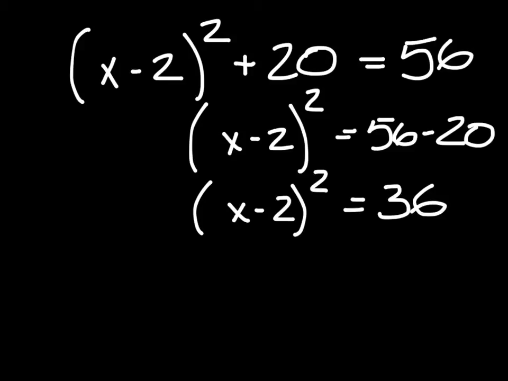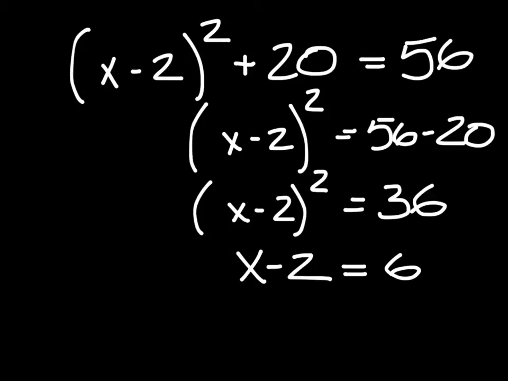Now what do I do once I get to this point? Find the square root of what? 36. What is the square root of 36? It's 6. And 6 must be equal to what? Not x. In the bubble. Yeah, inside the parentheses it must be equal to x minus 2.